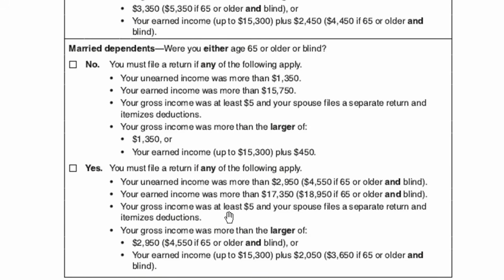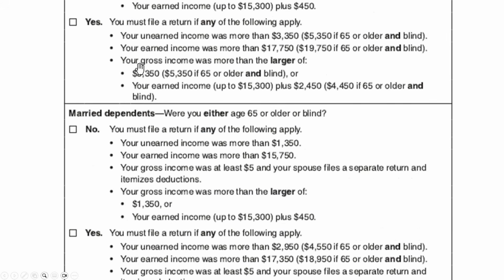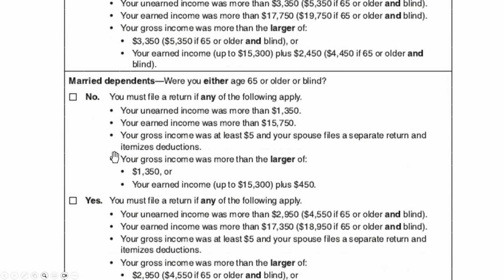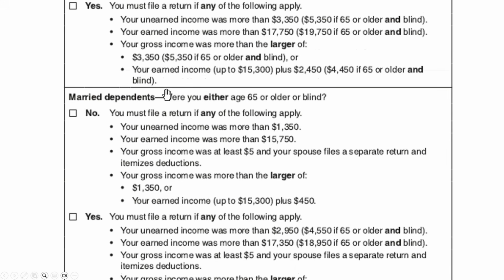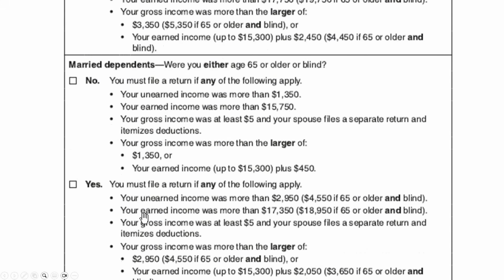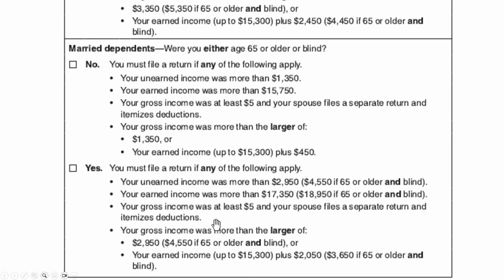If they're married filing separately, the $5 rule, or if their gross income, the combination of earned and unearned income, was more than the larger of $2,950 or their earned income plus $2,050. In this case, these numbers are different than up here if they are not married. So if they're under 65 and married, same numbers as above. If they are over 65 and married, then the numbers are different.